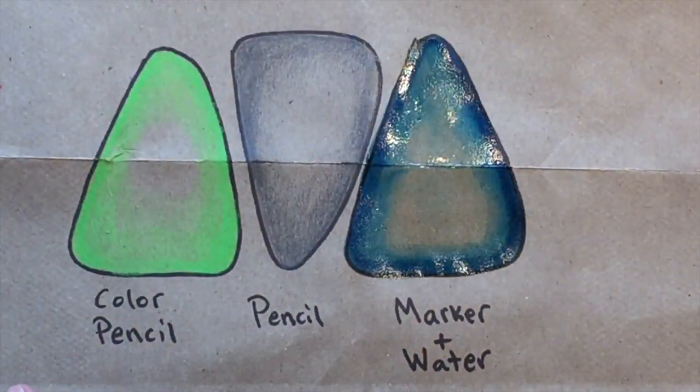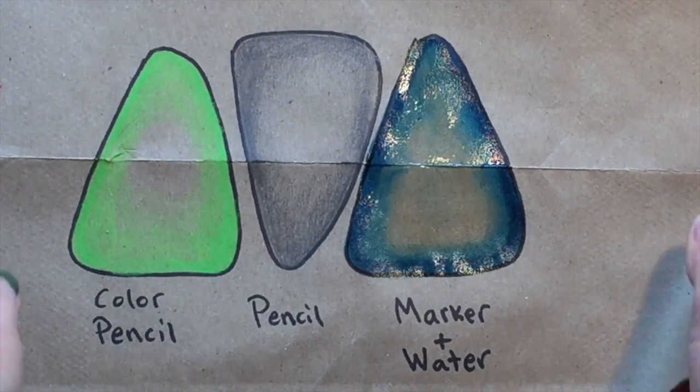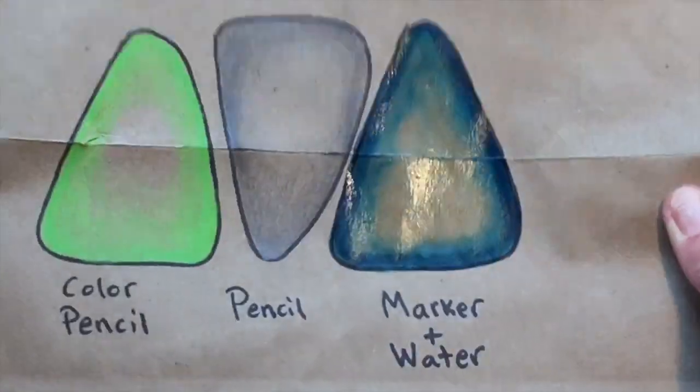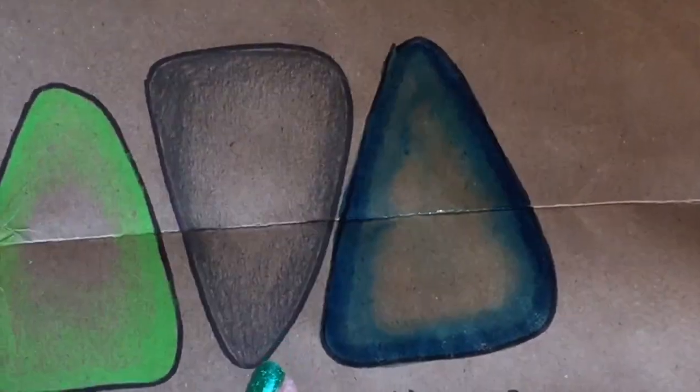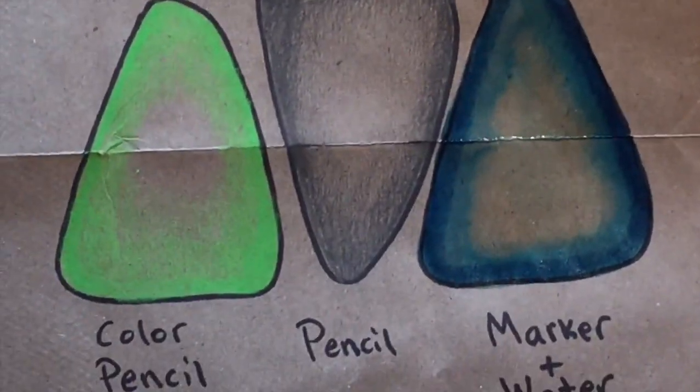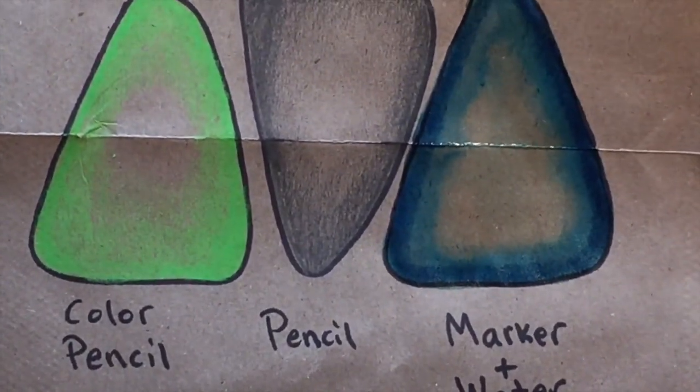So there are three options for coloring your areas of negative space. There's a little bit of a shine right now. Let me take this off the paper so we can look at this closely. We've got the colored pencil, pencil, and marker dissolved with a wet paintbrush. I look forward to seeing what you decide to do on your drawing.